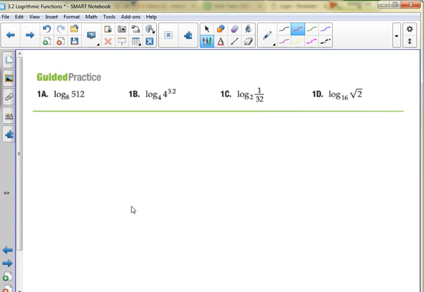I just have extra practice. Is there any of these you want me to go over? This is the icky one and it's not on the quiz. This says 16 to what power equals the square root of 2?